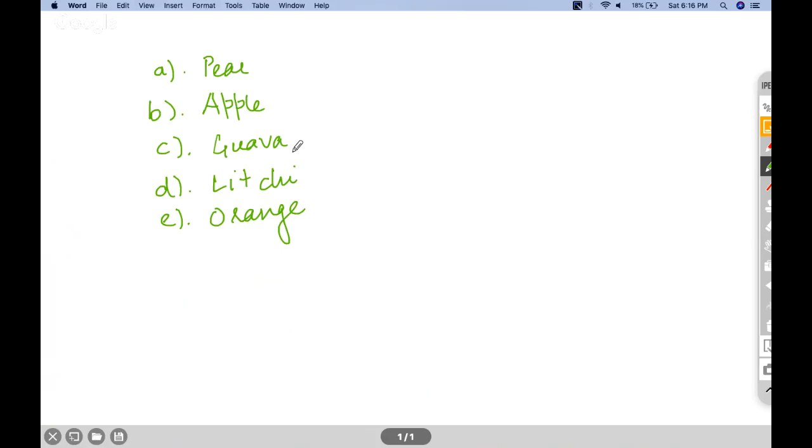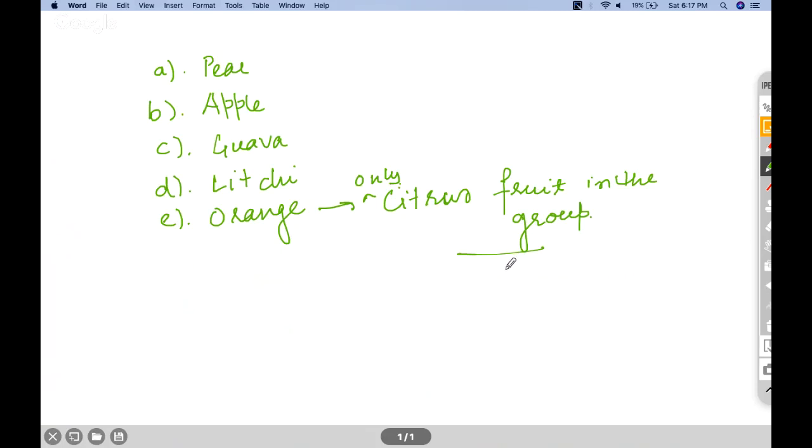Those who are giving me the answer orange, explain why orange. It's not about pieces. Only lychee is, sorry, only orange is a citrus fruit here. Orange is the right answer.